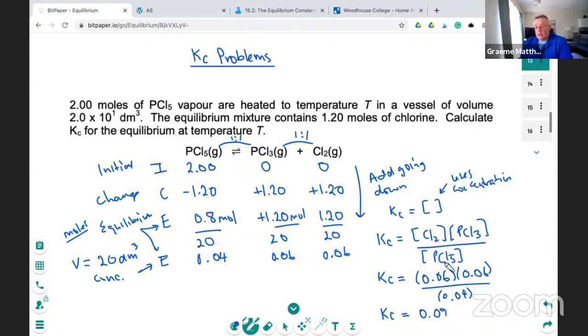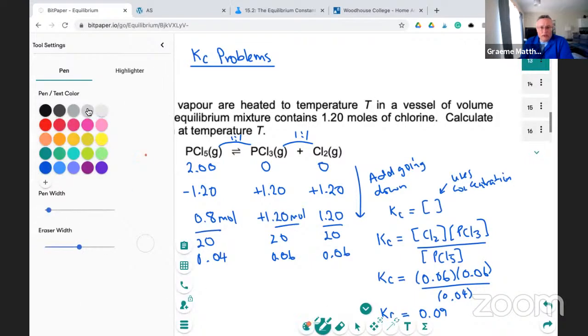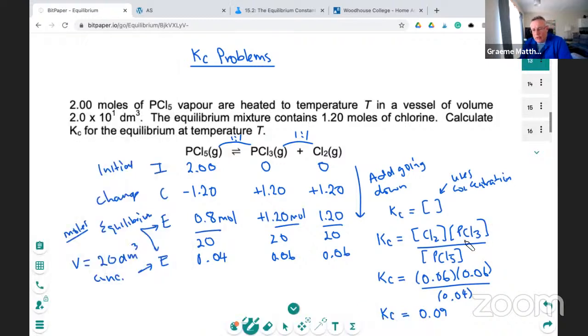Units, well, I'll change pen colors. We'll do this one using the shortcut method. The PCl3 and the PCl5 units cancel out. I'm not talking about PCl3 and PCl5, I'm talking about the units. The units in orange cancel out. And so I am left with just a unit at the top of concentration, which is moles per decimeter cubed. Voila, done.